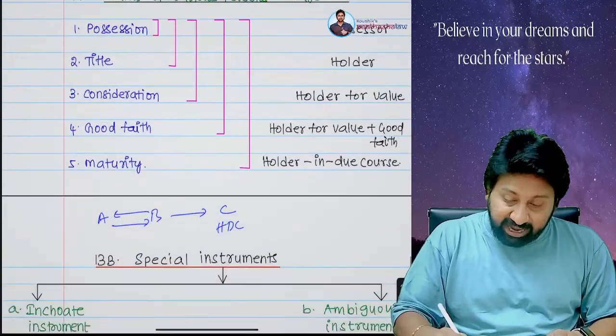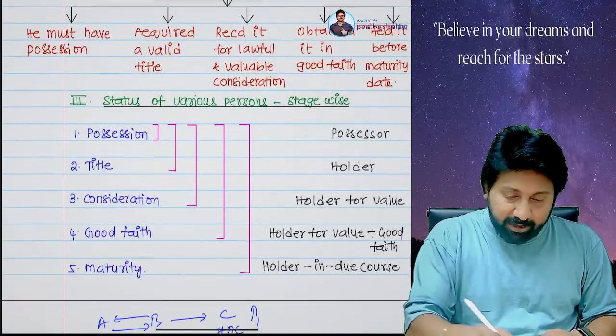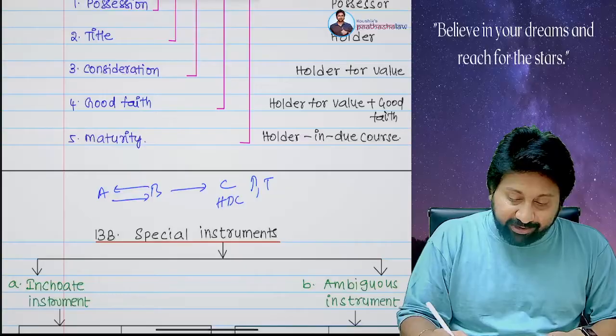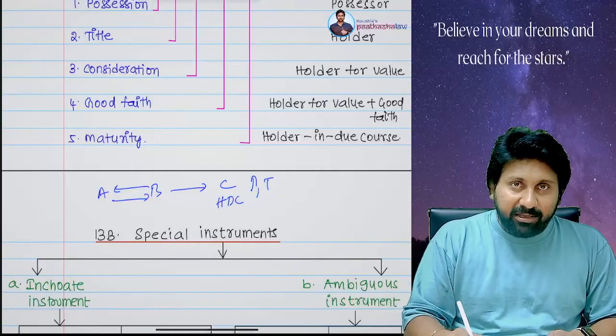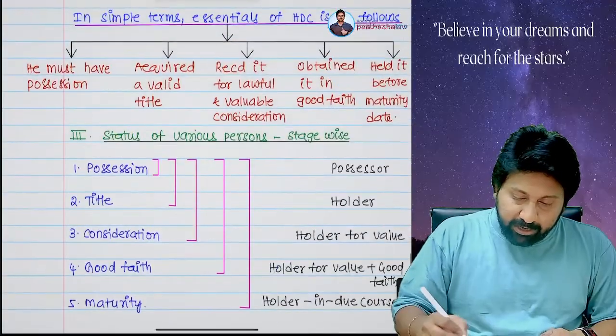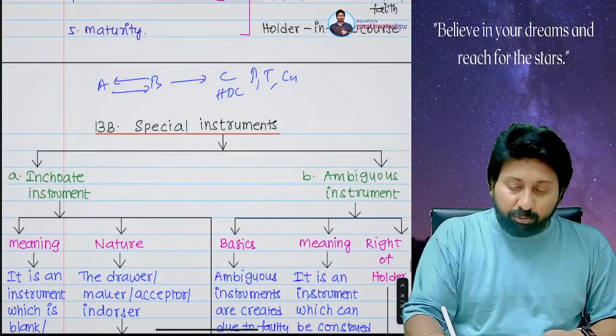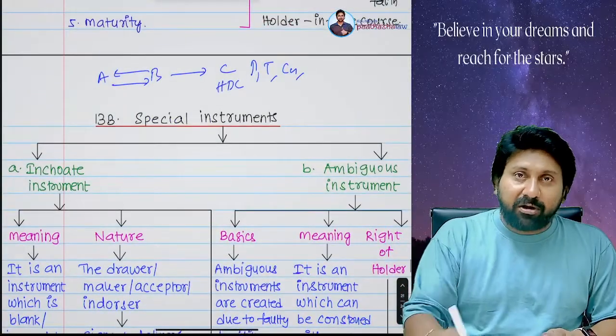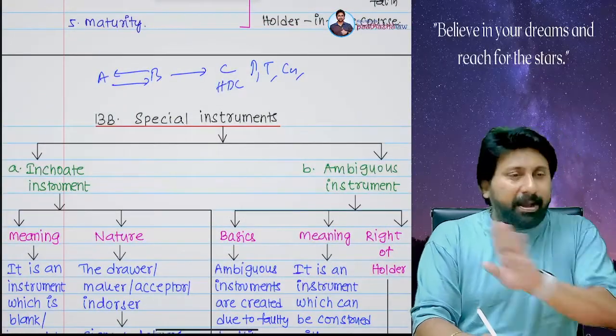Why? He is having the possession. Number one, he is having a right to hold it. Title, because B has to pay to C. So liability is there to C, so C has a right to recover. Title. Next one, consideration: 1 lakh rupees is there. Next, obtained in good faith. Good faith means what? He doesn't know about the past.